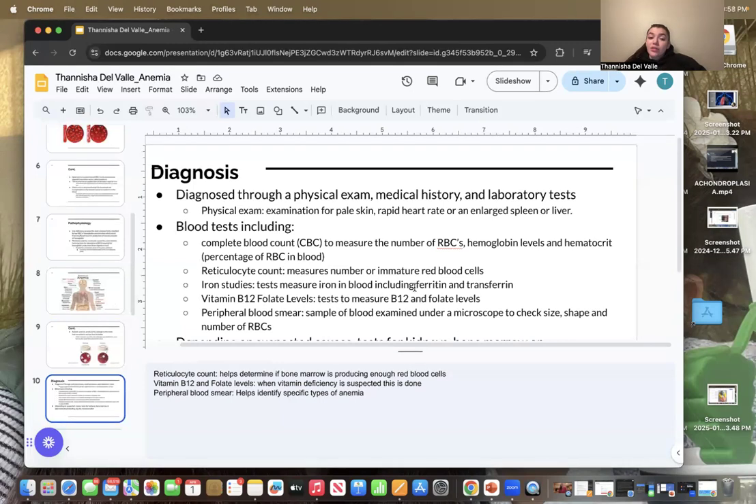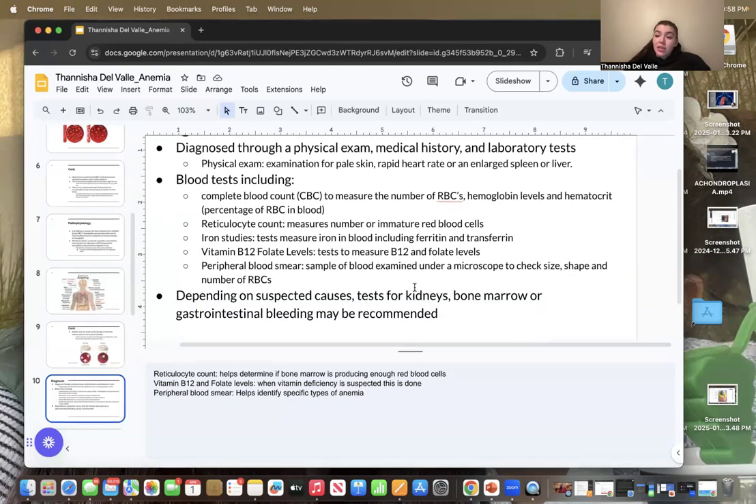Blood tests that are followed are the CBC, which is a complete blood count, which measures the RBCs and the hemoglobin levels, and also the hematocrit, which is the percentage of the RBC. The reticulocyte count measures the number of immature red blood cells. So this helps determine if the bone marrow is producing enough red blood cells.